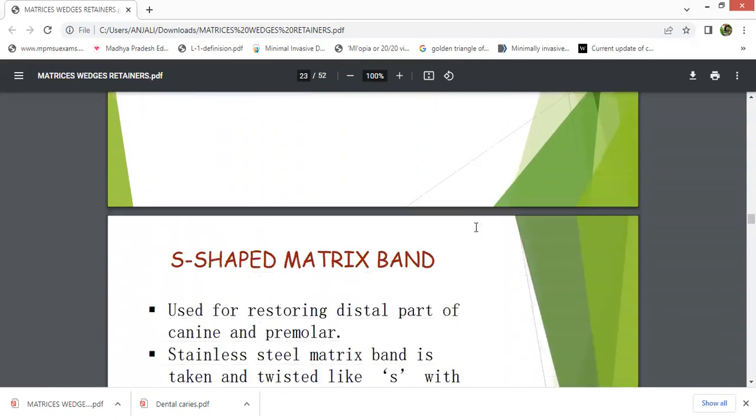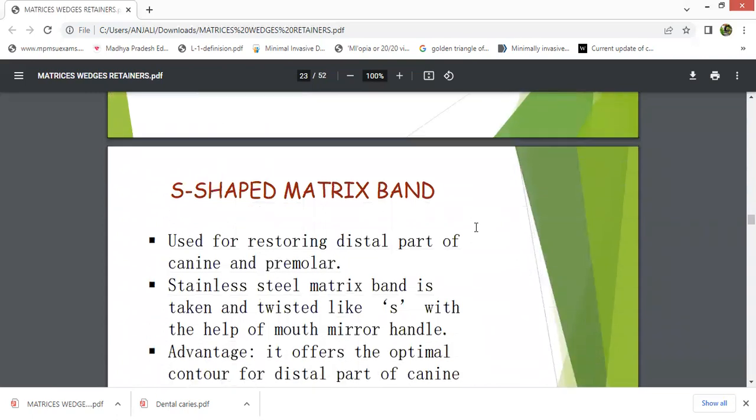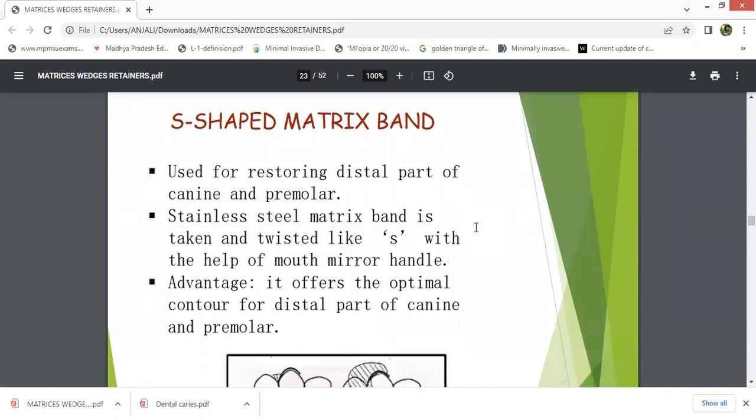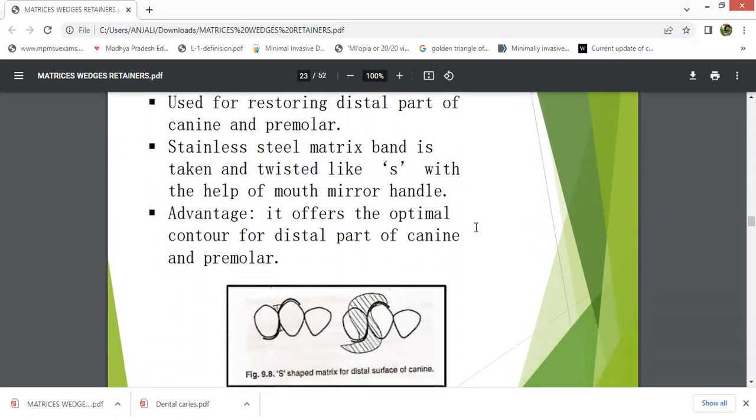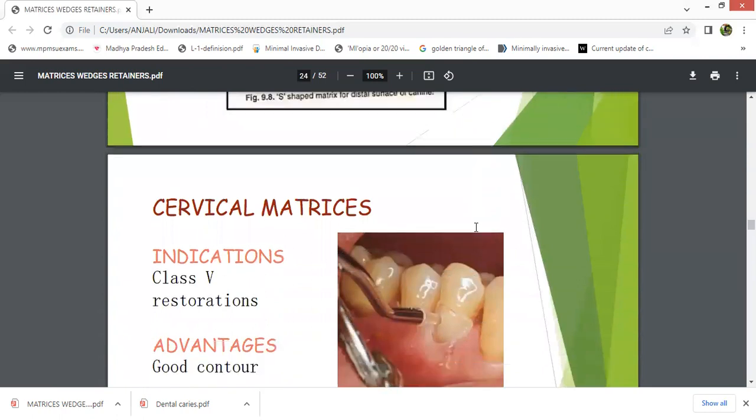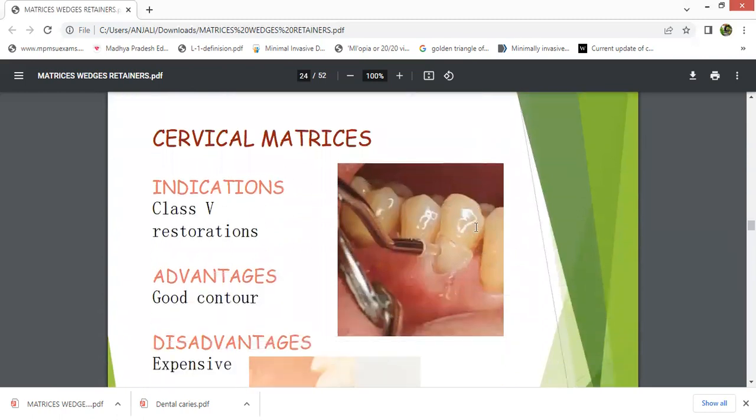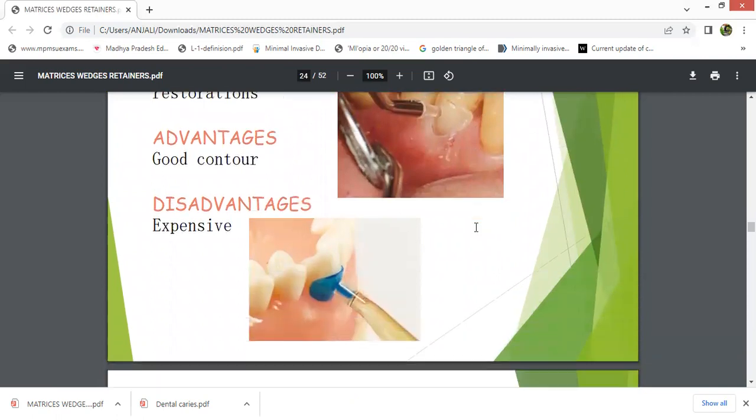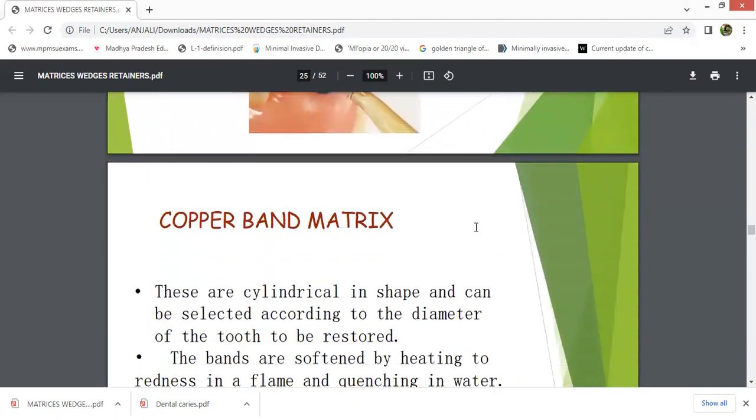So next one is S-shaped matrix band. Used for restoring the distal part of the canine and premolar. A stainless steel matrix band is taken and twisted like an S with the help of the mouth mirror handle. Advantage is it offers optimal contour for the distal part of the canine and premolar. The cervical matrices: indication is class 5 restoration. Advantage is good contour. Disadvantage: expensive. So next is copper band matrix.